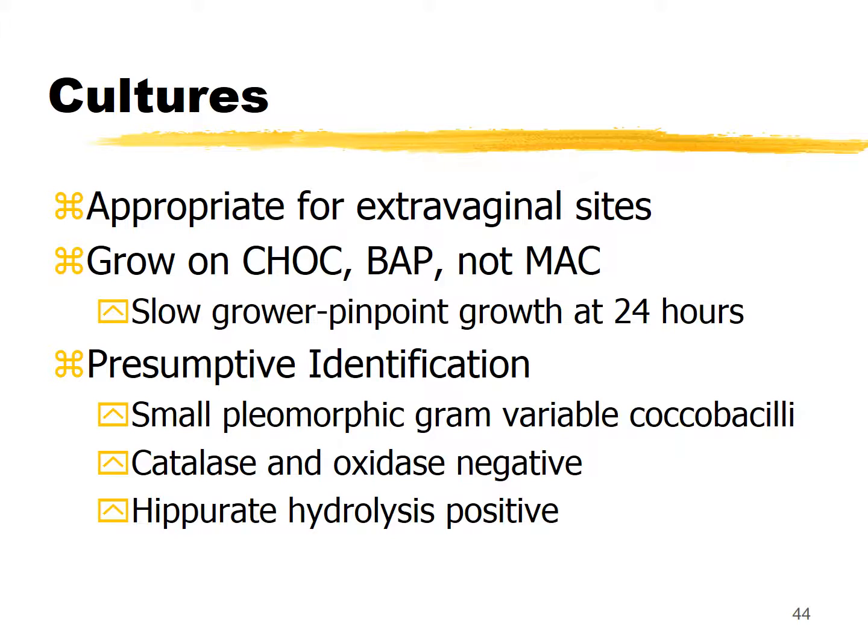The only time we do cultures is if it's an extravaginal site. It will grow on chocolate and blood, but it does not grow on MacConkey. It's a slow grower. We can do a presumptive identification if we gram stain it and we see these small gram-variable coccobacilli, if catalase and oxidase are negative, and if you do a hippurate hydrolysis and it's positive, you can call it presumptive Gardnerella.